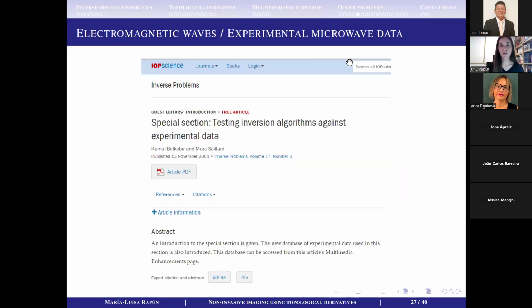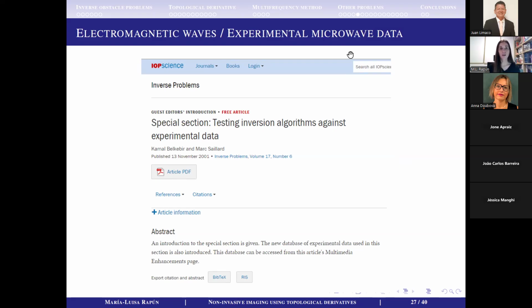Okay, another application I want to mention today is related with real experimental data. This means that in all the previous examples, I produced my data, meaning that I selected the objects, I solved the problem to generate my data, and then I added some noise just to simulate experimental noise. But this data was not real data. So the next step in our work was to work with real experimental data.